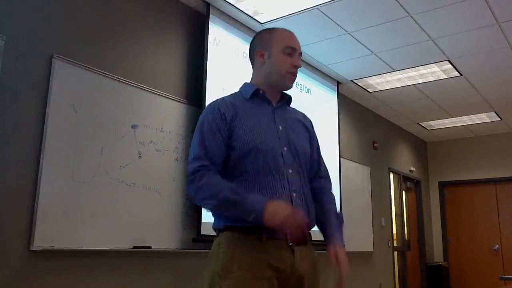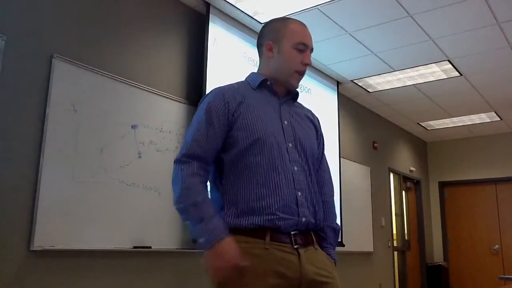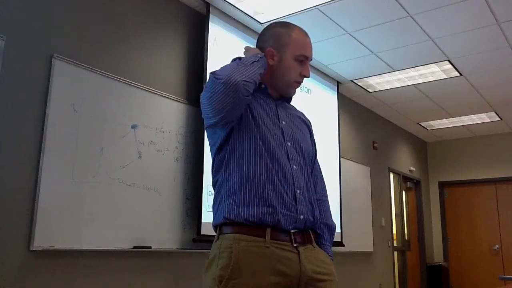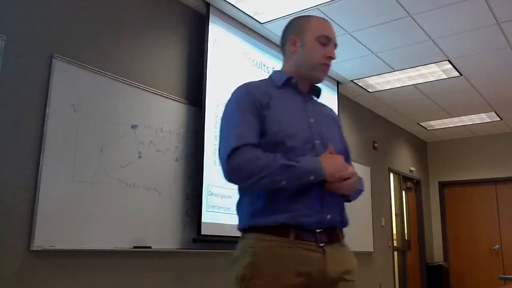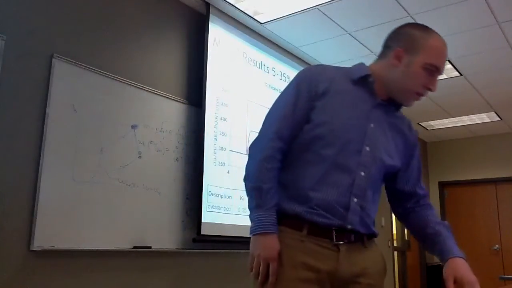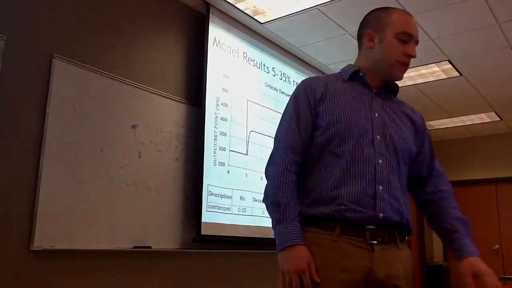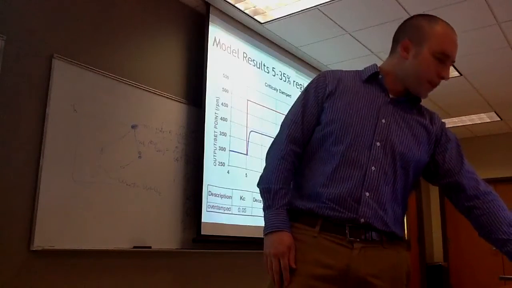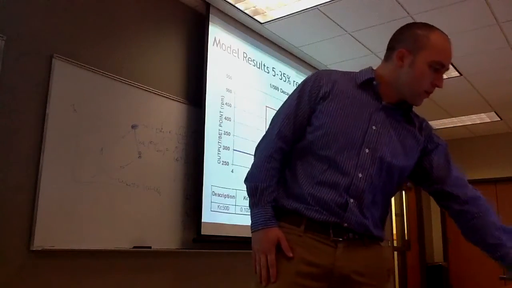From my region 5 to 35%. We can see the decay ratio is 0 because it doesn't fluctuate and it doesn't oscillate. It's monotonic. It settles really quickly and has an offset of 54, but that's wrong. It's supposed to be at 107, I think.